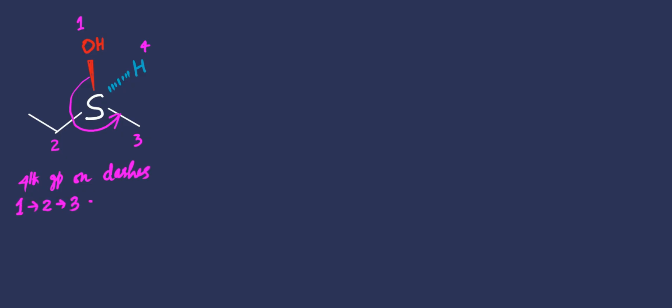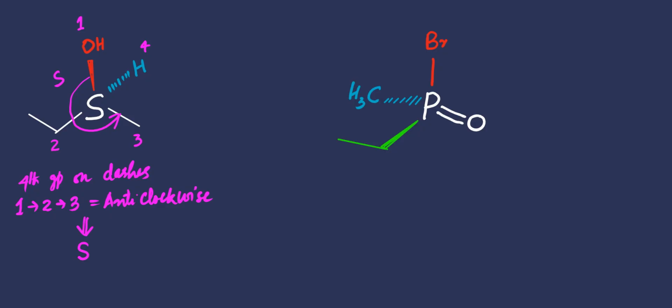Carbon is not the only atom designated by R and S nomenclature. In theory, any atom with 4 different groups is chiral and can be described by R and S system. Consider this compound with sulfur chiral center. Oxygen gets number 1. Ethyl gets 2 and methyl gets 3. Hydrogen is 4. The arrow from 1 to 2 to 3 moves anti-clockwise, with group 4 on dashes, therefore absolute configuration of this sulfur chiral center is S.